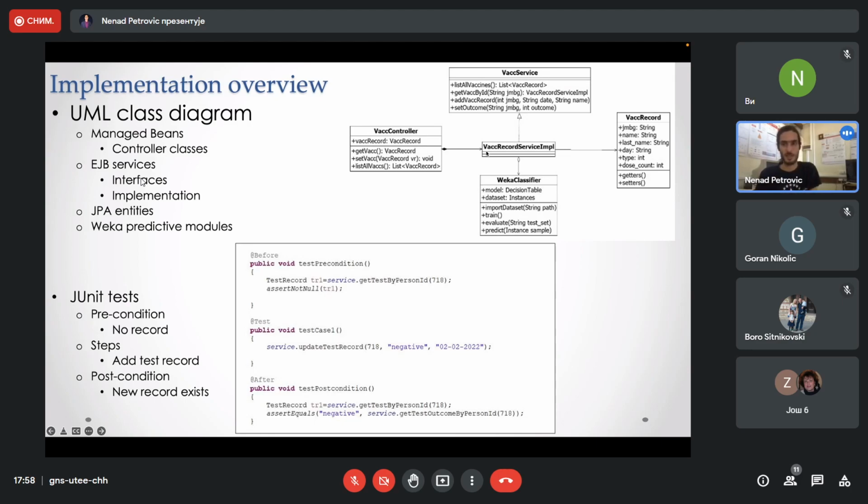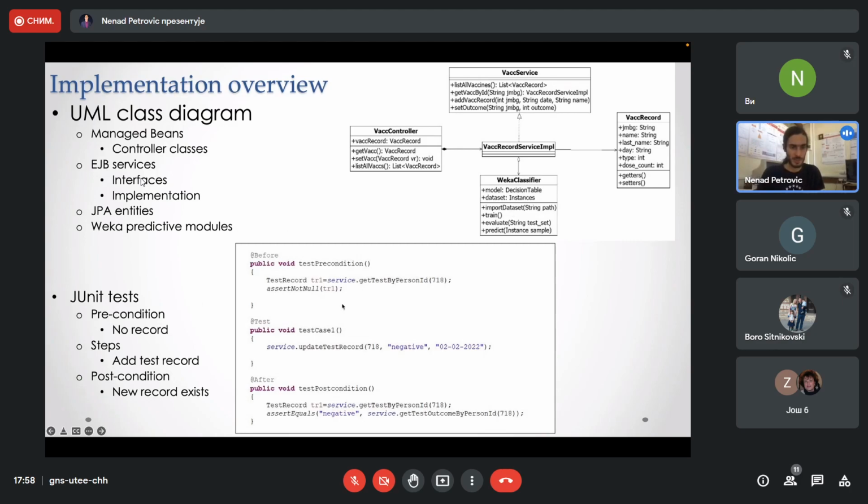First, we have interfaces, the so-called service classes. On the other side, we have service implementation classes which implement such interfaces. Moreover, Java Server Faces leverages managed bean controllers that actually use these objects which are interacting with the database, like vaccination record in this case. And finally, these Enterprise Java Bean services, which are the crucial part of business logic, make use of Weka classes that provide machine learning capabilities.